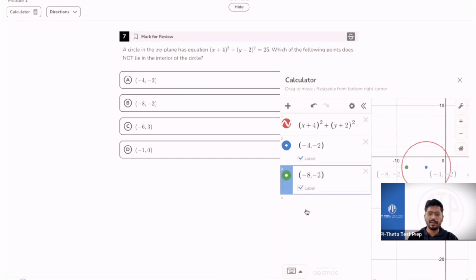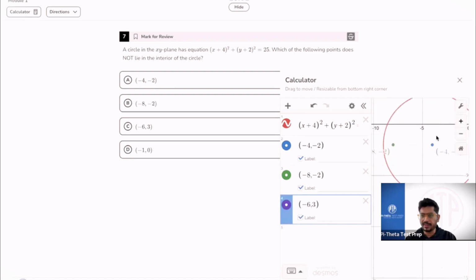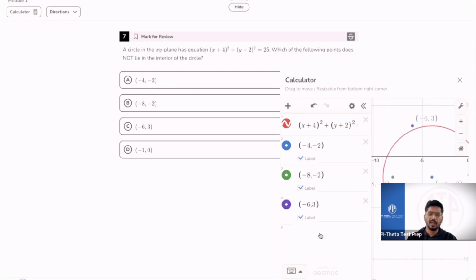That one does not lie in the interior of the circle. I'll put negative 6 comma 3. Label it, and it's a bit outside the circle, right? Yes. So this will be our answer. Most probably, I'll put negative 1 comma 0 just for cross verifying it, and negative 1 comma 0 is in the interior of the circle. Our answer is option number C. Yes, as simple as that.